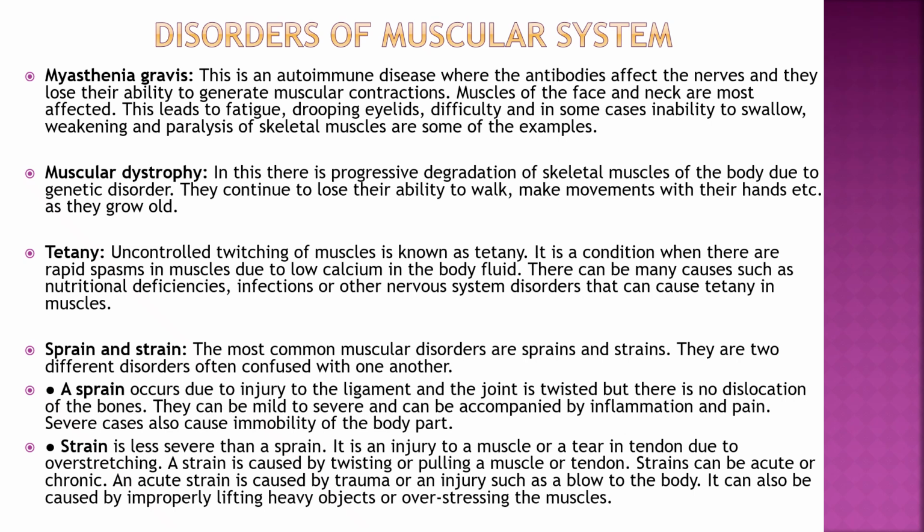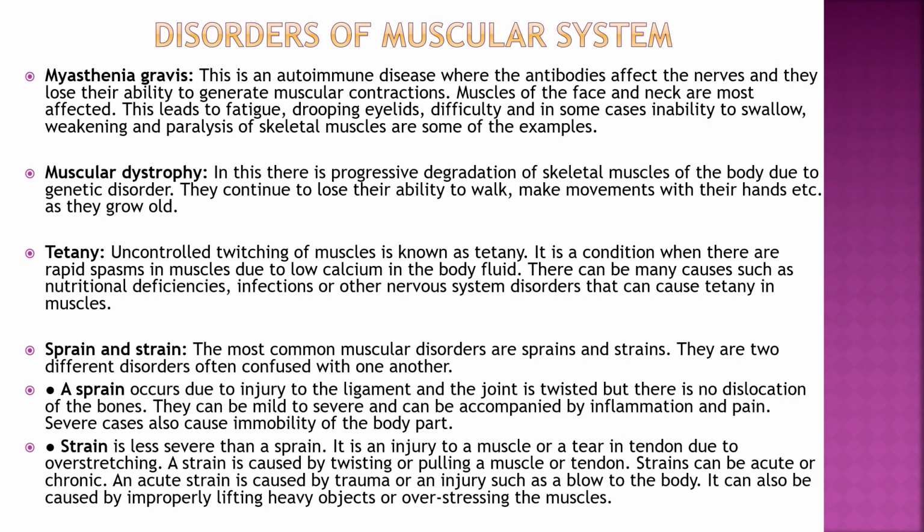Disorders of the muscular system. So first is myasthenia gravis. This is an autoimmune disease where the antibodies affect the nerves and they lose their ability to generate muscular contraction. Muscles of the face and neck are most affected. This leads to fatigue, drooping eyelids, difficulty in swallowing, in some cases inability to swallow, weakening and paralysis of skeletal muscles are some of the examples.